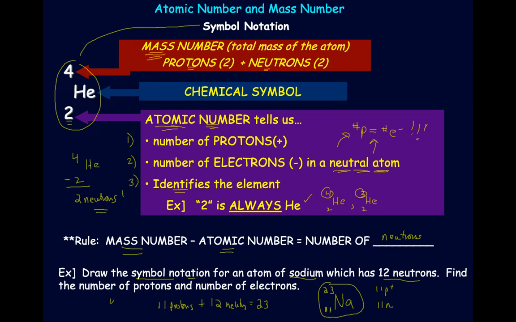All right, and sometimes neutrons will have a 0 at the top because they're neutral. All right, so really important to know. You got to know how to do this. So we're gonna practice on how to do that a little bit later.